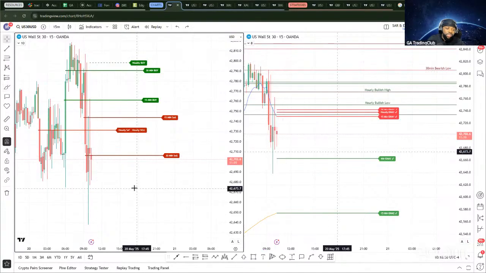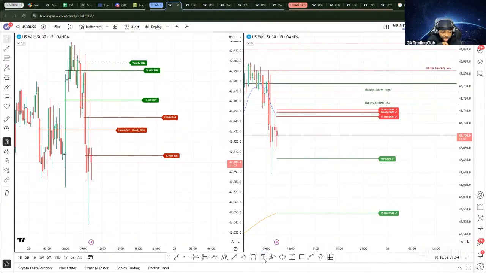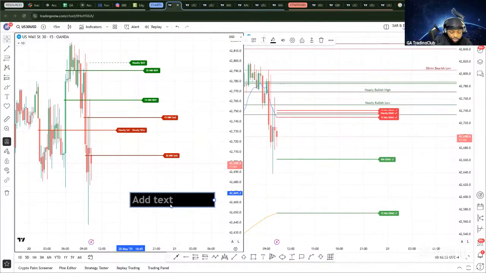But yeah, last week and this week have been so good. The trades have been lining up nicely. We've been getting a bunch of trades, which is good.